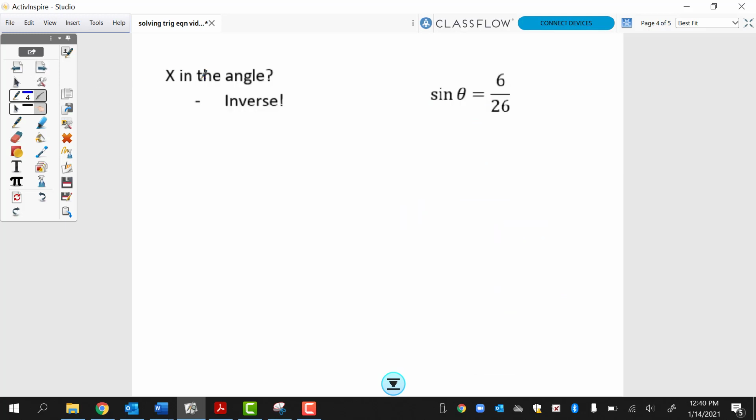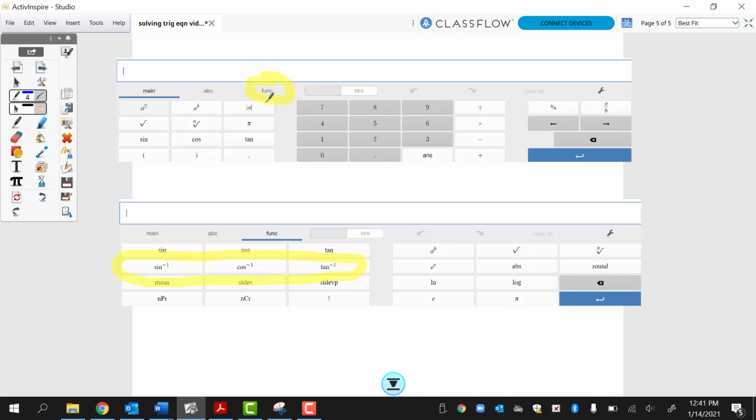And the last one: sometimes our x is in the angle. Now, in this case, it says theta, but that means the same thing. Sometimes we're trying to solve for an angle. So that means we're going to do inverse. So what does that mean? Well, in our calculator, we're not just going to push sine. If we look at the bottom, we're going to have to push this thing that says function. And when we do that, this is going to pop up. This is inverse functions.